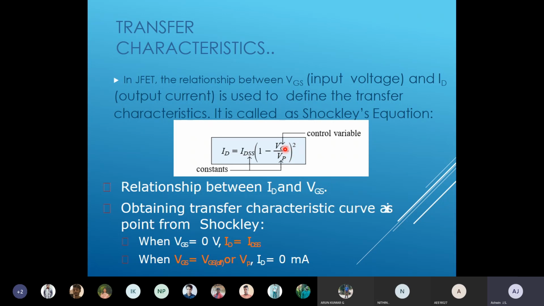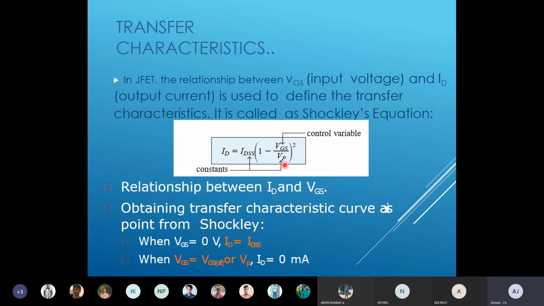So VGS, the gate to source voltage, is the control that will vary; in a graph you can see it vary. The pinch-off voltage will be constant for a gate voltage. Suppose VGS is equal to 0, then the pinch-off voltage is constant for that, and the drain current for that will also be a constant. So these are the variables: VGS is the control variable, and the pinch-off voltage and IDSS will be constant.